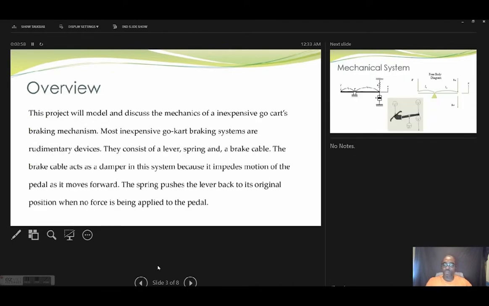So this project will model and discuss the mechanics of an inexpensive go-kart brake. Go-karts range from about $300 up to about $10,000 if you're into professional racing or anything like that. So we will stay at the lower end of the spectrum where the brakes are rudimentary.